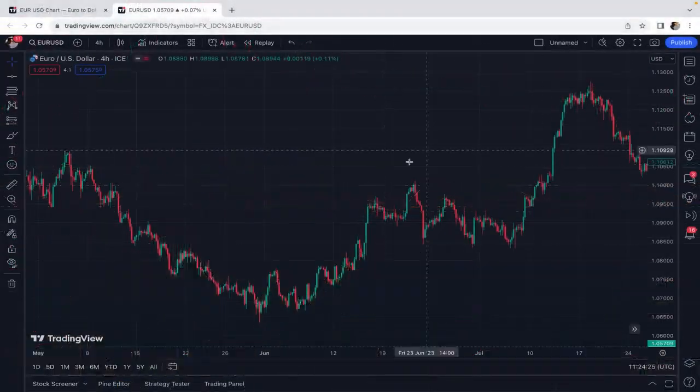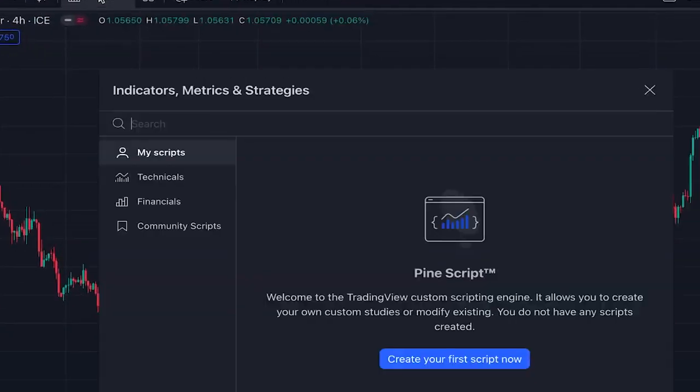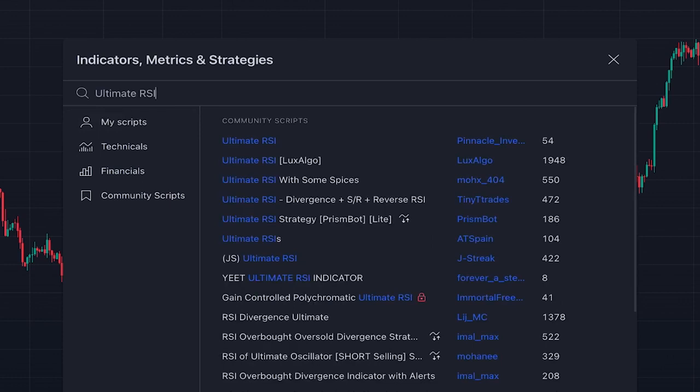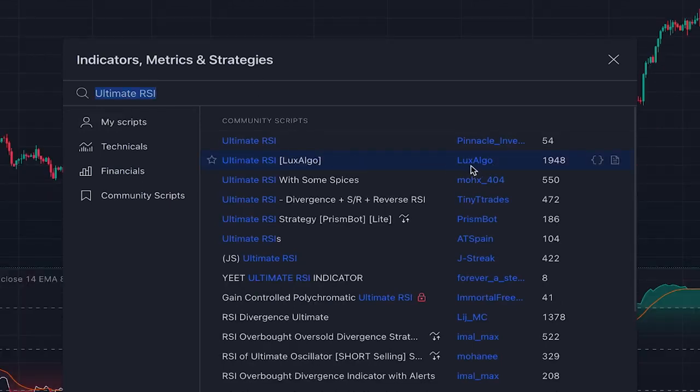To add this amazing RSI to our chart, here we click on indicators and we search Ultimate RSI. This one, we add this one, which is a free indicator from LuxAlgo.